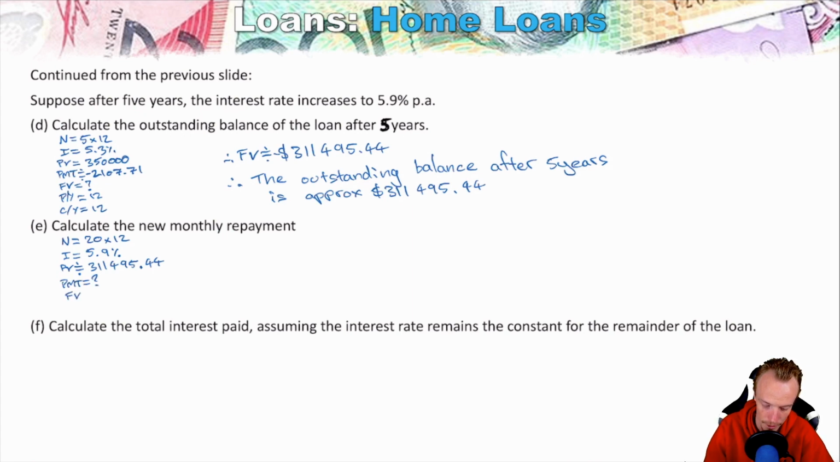The future value, well, we're now trying to pay it completely off. The PY and CY, because they're the same, I'm just going to quickly join them just for the sake of space because I'm running out. So therefore, PMT, it's going to be approximately, this will be a negative when it spits out. So 20 by 12, 5.9%, negative 311,495.44. Reducing it back to 0.